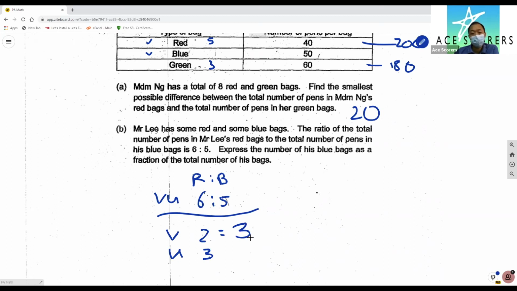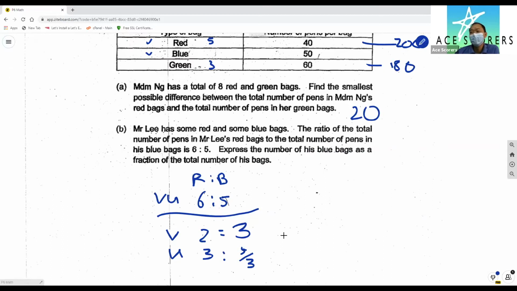3. And then 5 divided by 3 is just 5 over 3. Right? So express the number of his blue as a fraction of the total. Blue is 5 over 3. And then this one is 3. What's 5 over 3? 5 over 3 is a decimal.